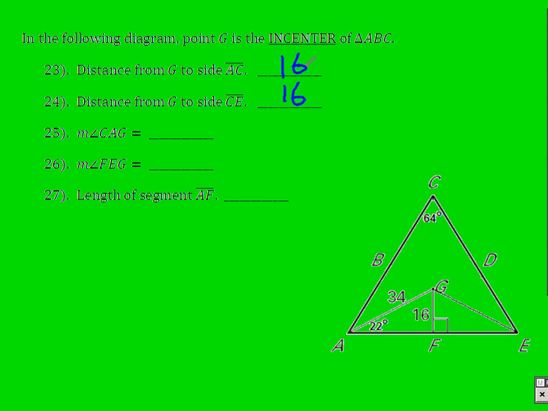The measure of CAG, that's this angle right here. Well, incenter deals with angle bisectors. So if that's 22, that means this one has to be 22 as well.